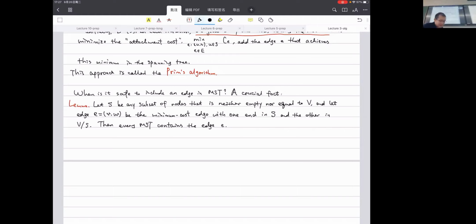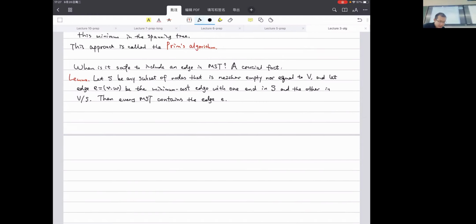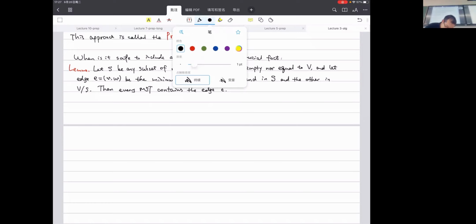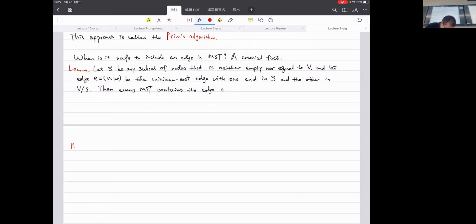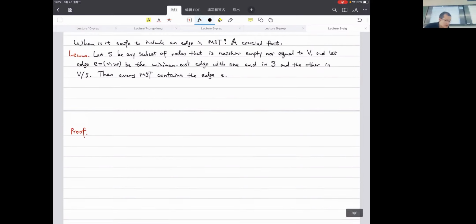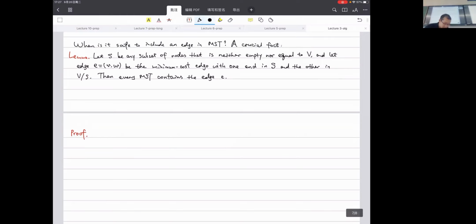This is really something quite strong: we want to make sure that every MST contains such an edge E. And actually, this is something quite interesting. So we prove this by contradiction, because we are talking about every MST containing the edge E here.